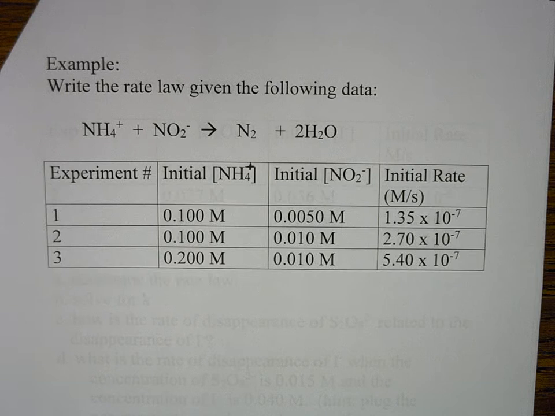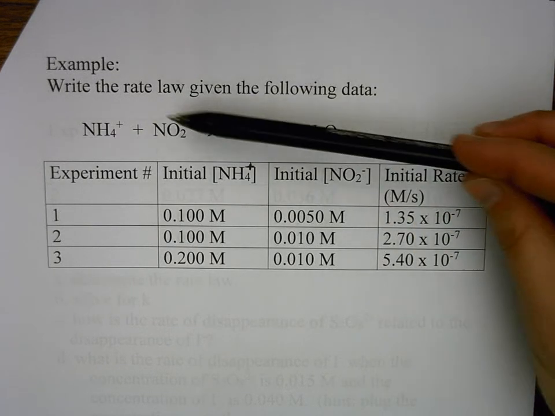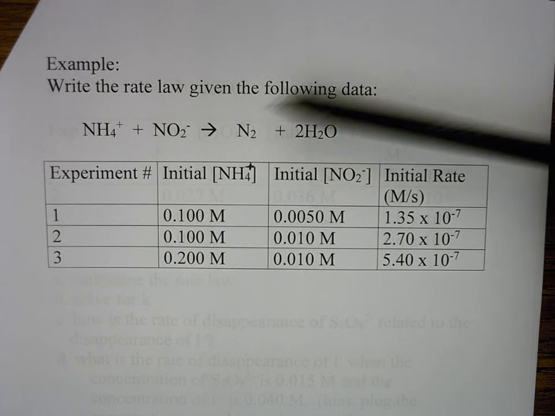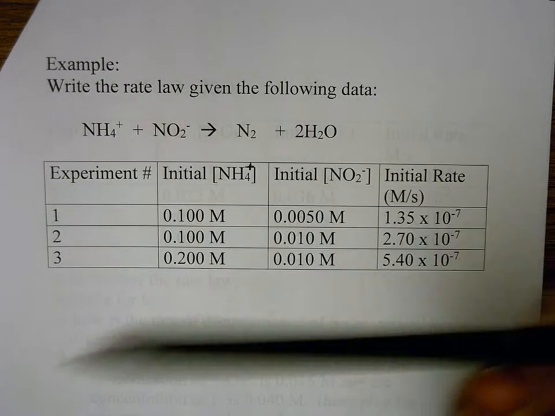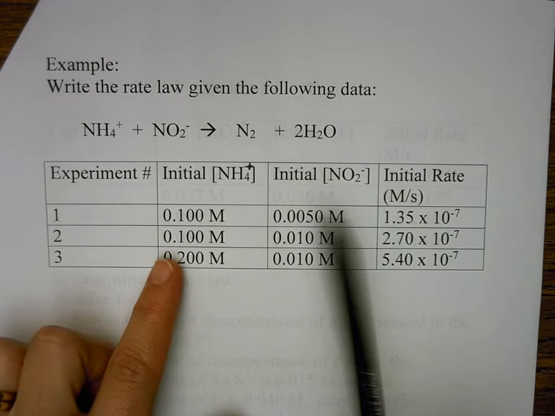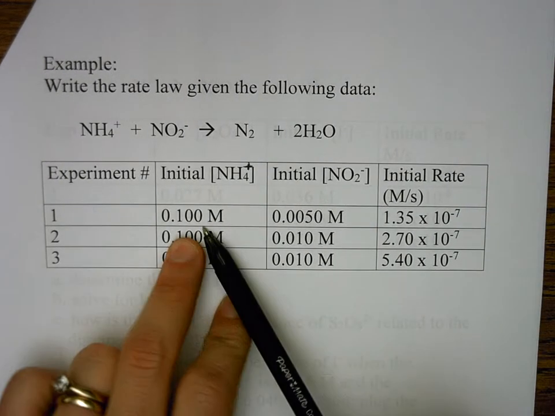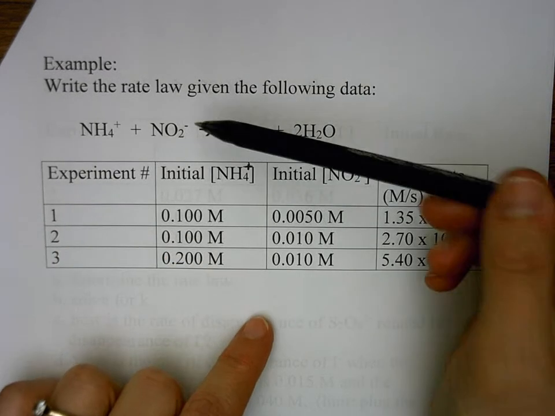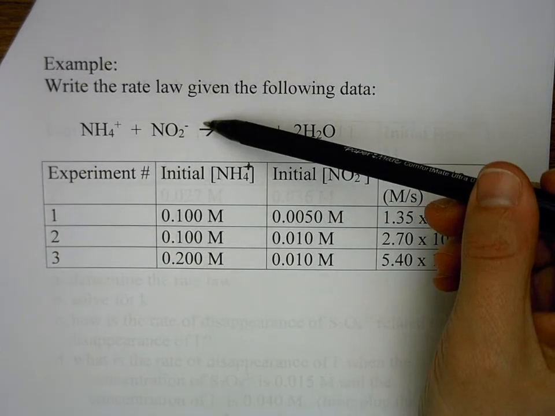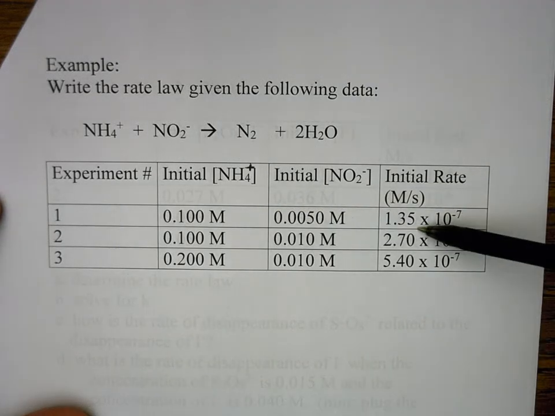All right, so they give us this equation. I've got NH4, NO2 minus, and then I end up with nitrogen gas and 2 water molecules. There are 3 different experiments where they start out with different initial concentrations of the reactants. In the first experiment, they start out with an initial concentration of 0.1 molar NH4 and 0.005 molar NO2 minus.